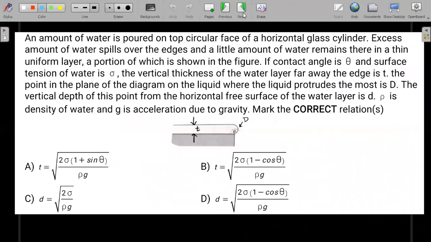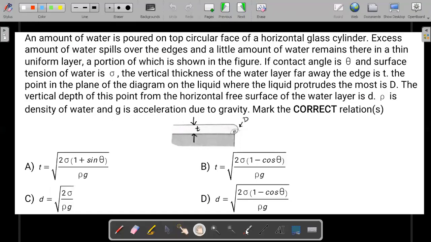Okay, so here it is. An amount of water is poured on top circular face of a horizontal glass cylinder. Excess amount of water spills over the edges and a little amount of water remains there in a thin uniform layer, a portion of which is shown in the figure. So this is the portion. So this is the table edge.